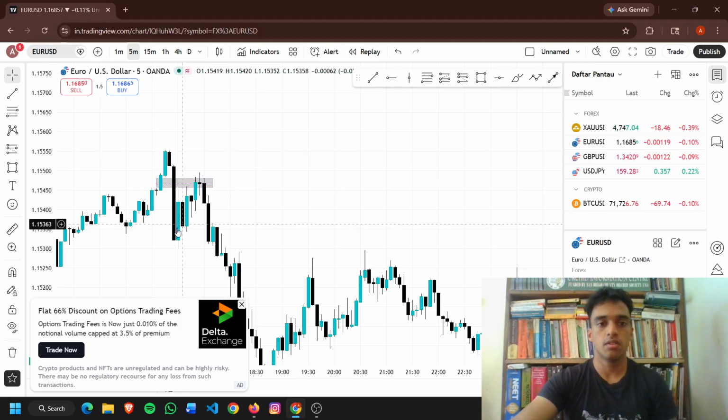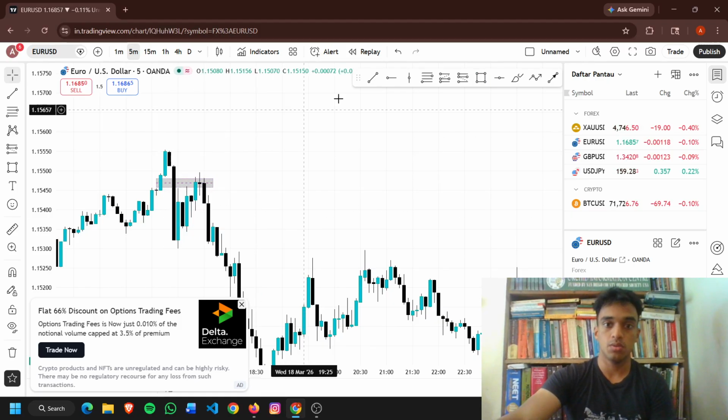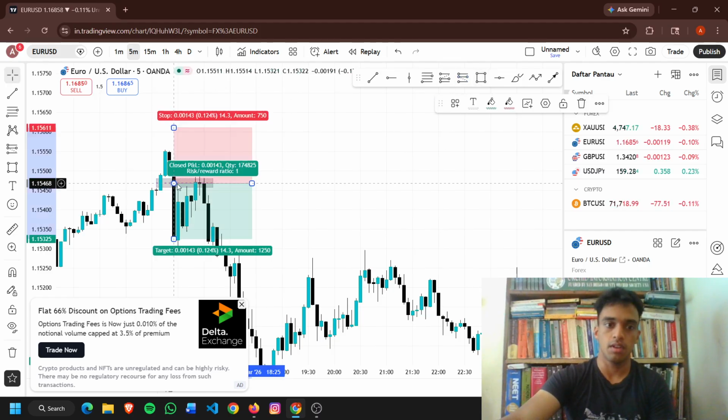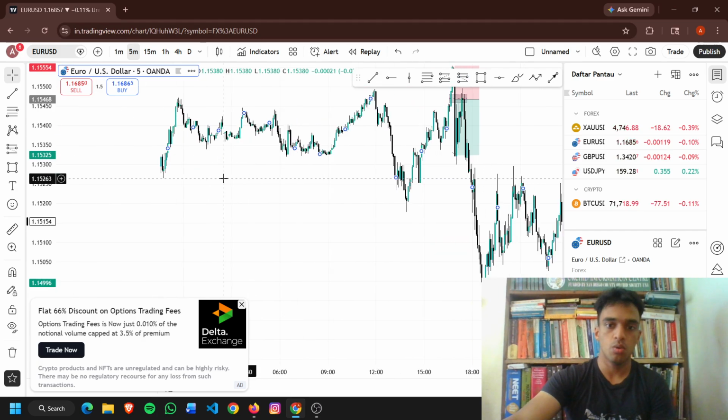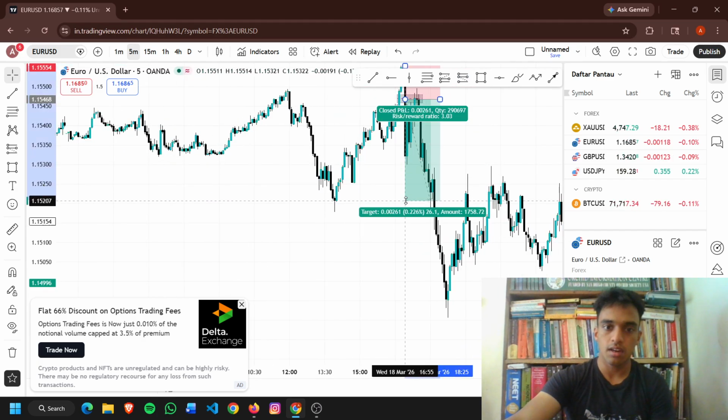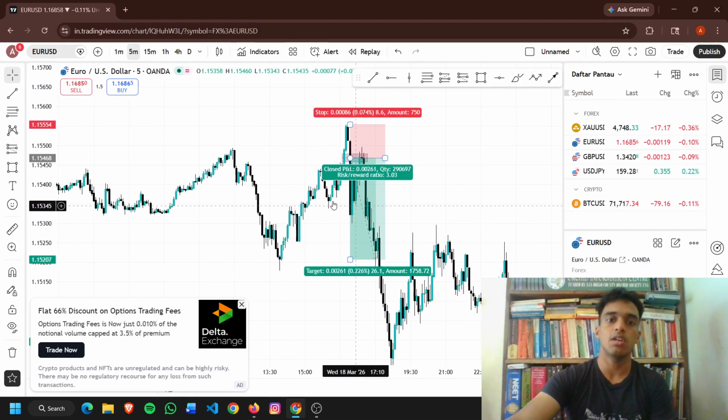The market just went down and it came and retested also. So you could have kept a sell limit order over here. You could have entered like this and low. Ideally, you would have targeted over here. There is still a 1:3 trade.